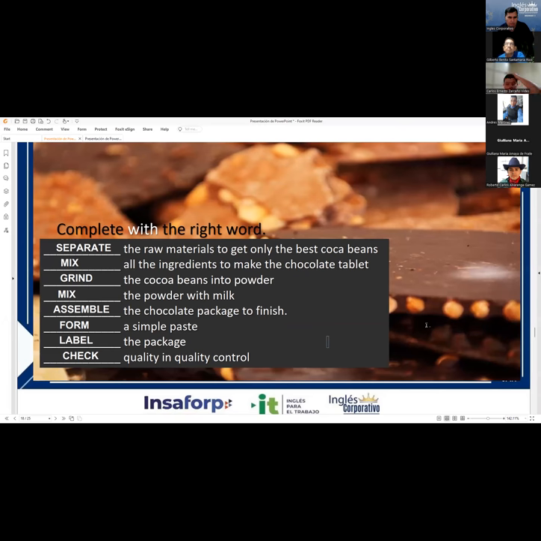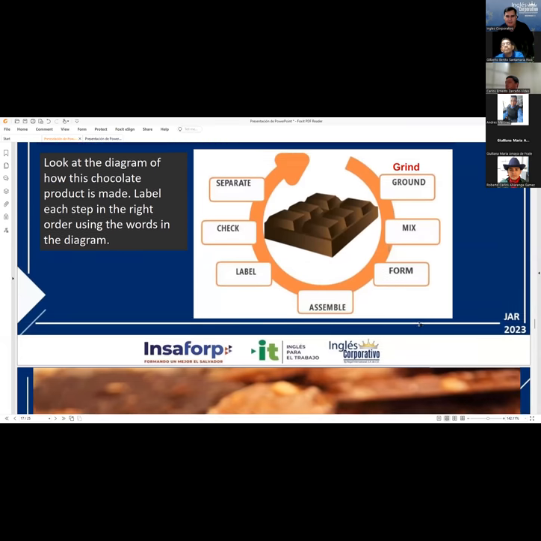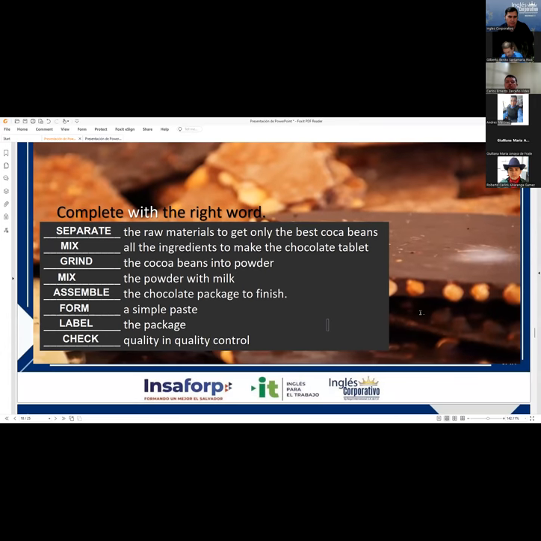Maybe form now, but form all the... it's funny, right? Or separate. Okay, if you say form all the ingredients, it's funny. Form the powder with milk. No, what does form mean? Excuse me. Form is formar. Okay. So form all the ingredients to make, maybe number two.